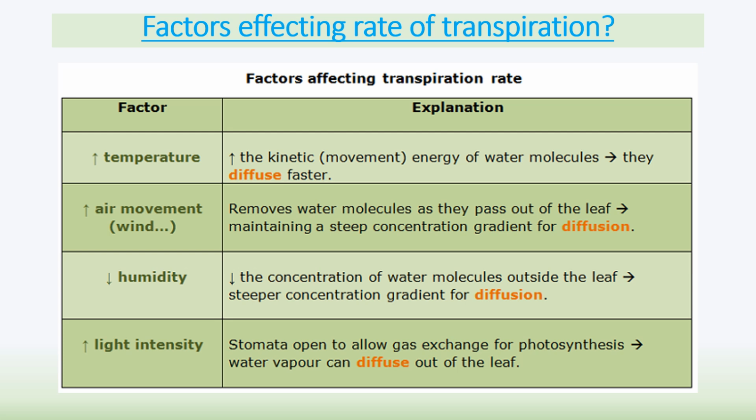The factors that impact the rate of transpiration start with temperature. Higher temperatures lead to higher energy, so the particles can diffuse faster. But if the plant gets too hot, it will close the stomata. Air movement due to wind: the more air movement there is, the more water will be lost, as the water will be blown away, maintaining the concentration gradient. The lower the humidity, the greater the concentration gradient between the water vapor in the leaf and the air outside. That increased diffusion will mean more water is lost. And the more light intensity, the more photosynthesis, so the more the stomata will be open for diffusion.